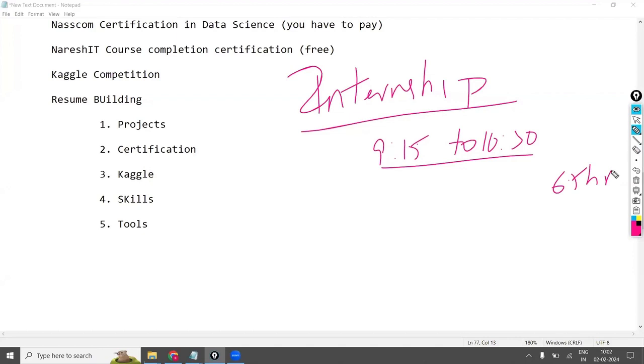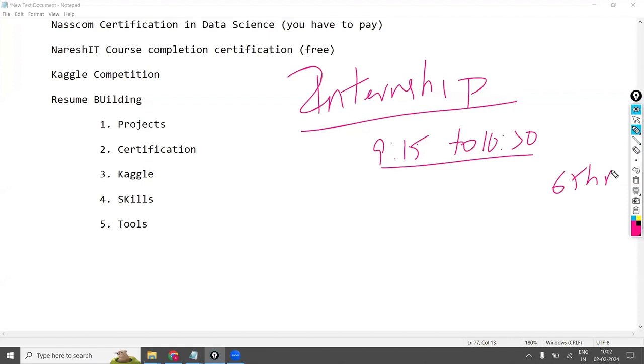Assume in this way, for the next 4.5 months you work. I'm going to give you the guarantee about your job. Guarantee. Is the point clear?